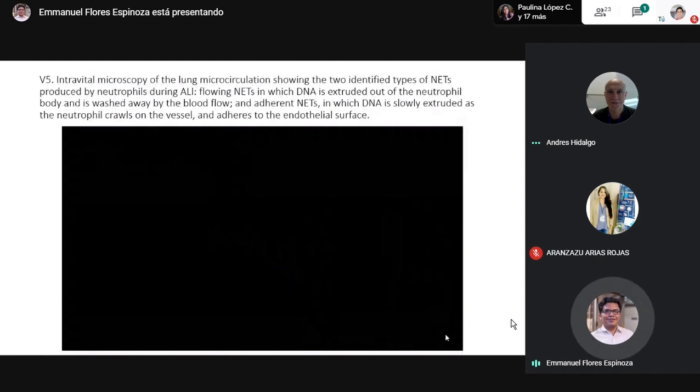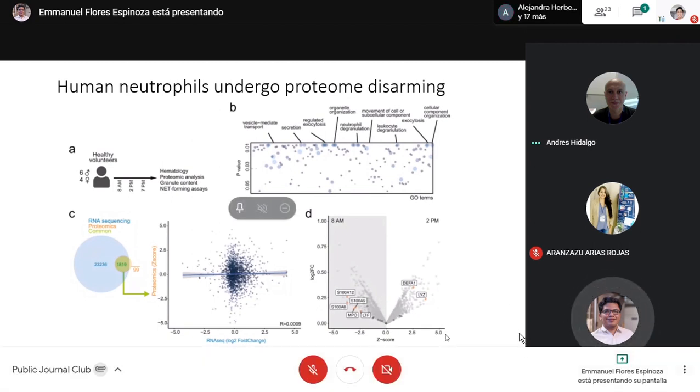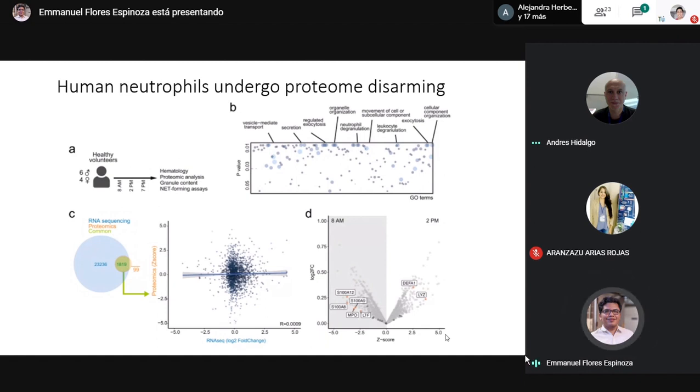Okay. Well, after that, they want to know if this process and phenomena that they saw in the mice are present in humans too. So they isolate neutrophils from healthy volunteers at different times of the day, 8 a.m., 2 p.m., or 7 p.m., and they analyze the hematology, proteomic analysis, granule content, and NET forming assays on these neutrophils.